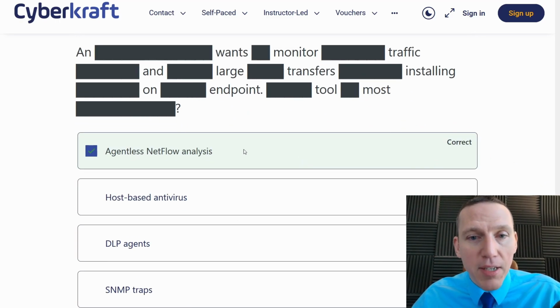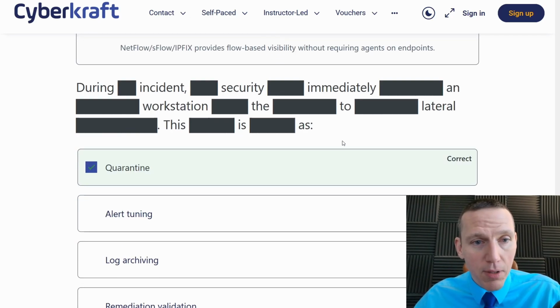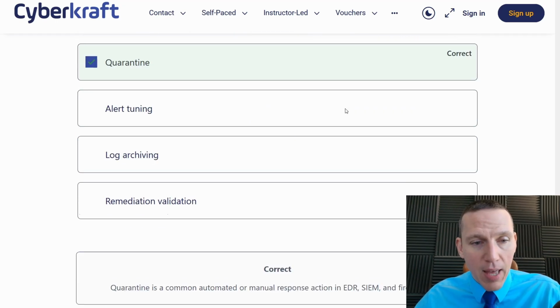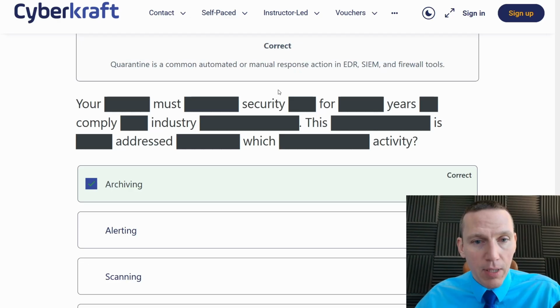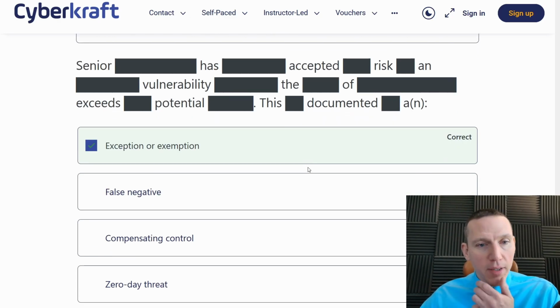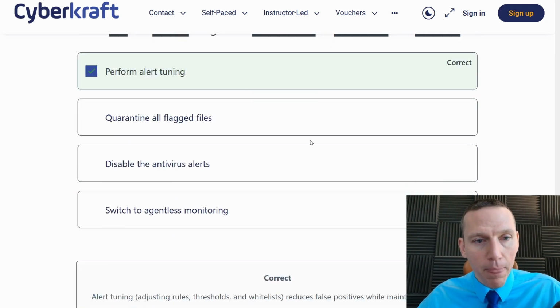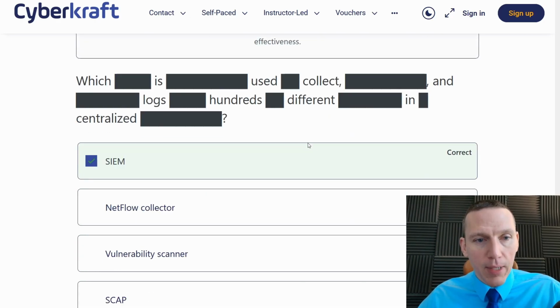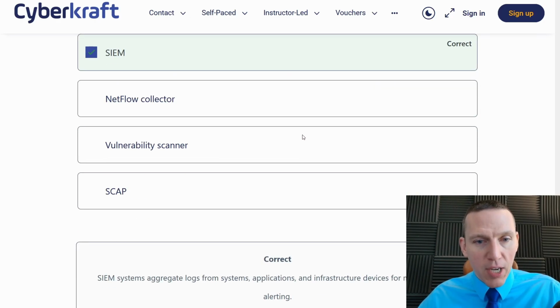Blank wants to monitor agentless. Made sense here because we didn't want to have something on the endpoints. And then quarantining this. I think I actually guessed the full question there. Archiving is where you would figure out what you're doing with your logs. And then making an exception makes sense here. Alert tuning, that works here. And then the SEM device is where you centralize the logs.